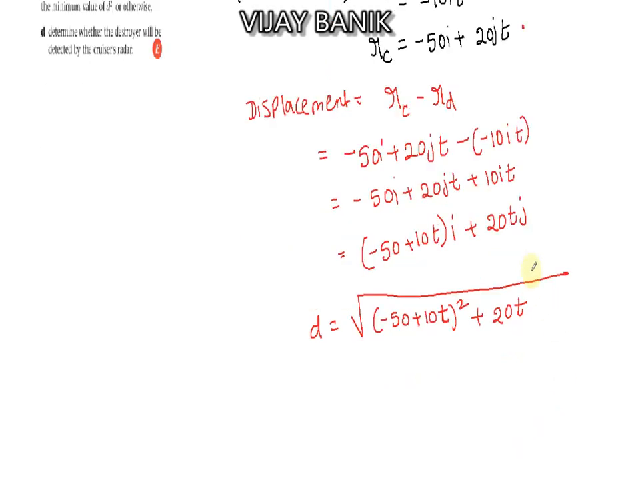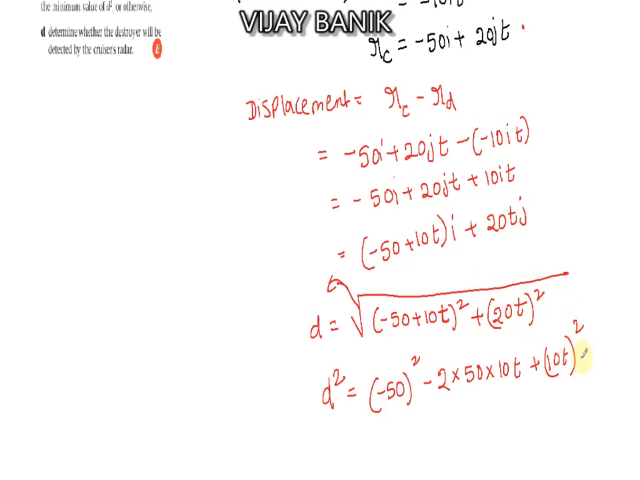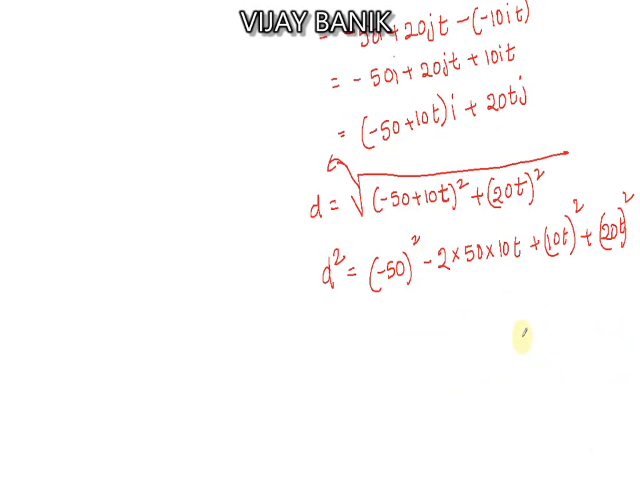Now if you scroll down, you have to solve this root. If you transfer the root to the other side, it becomes square. So d square is whatever was there in the question. Let me open this bracket. If I open it, it's going to be minus 50 square minus 2 into 50 into 10t plus 10t square. Oh, I forgot to do the square over here, plus 20t square. Let's open the bracket now. d square is equal to minus 50 square.